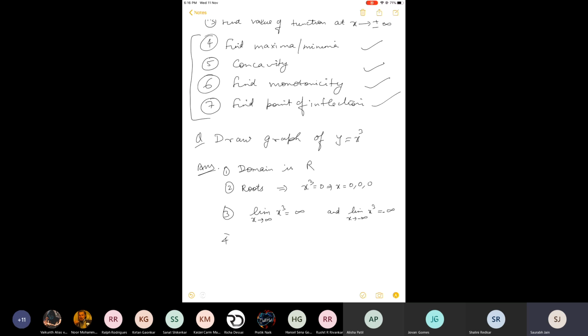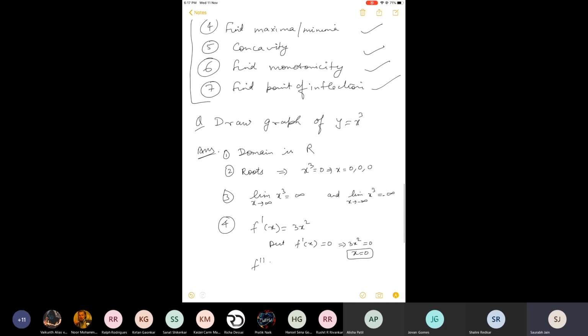Then fourth, find maxima minima. So now comes f dash x. So f dash x is 3x square. Put it equal to 0. Remember the second derivative test. For maximum or minimum, the first derivative must be 0, which is coming at only a single value, 0. Now you find f double dash. F double dash x is 6x.